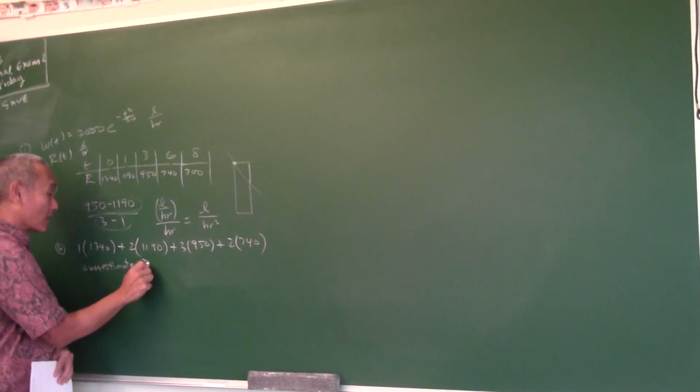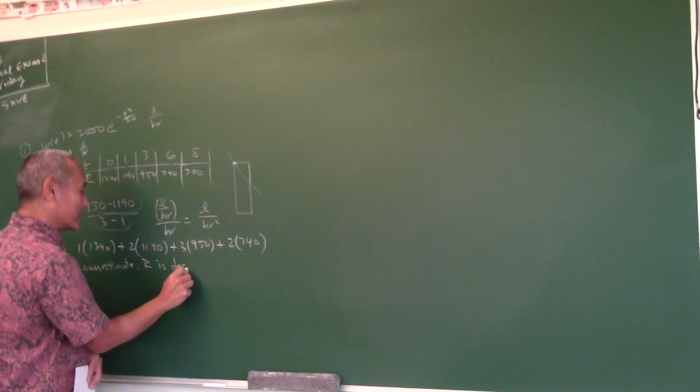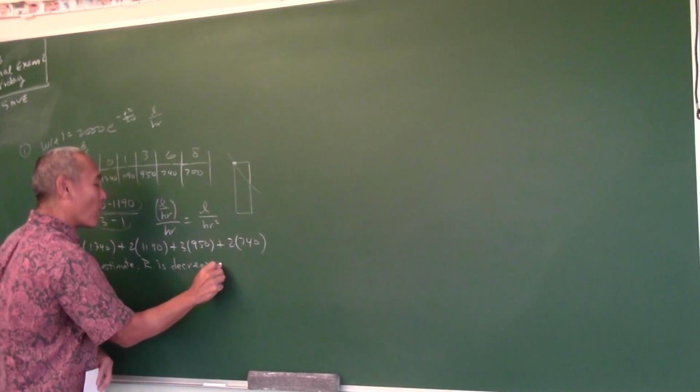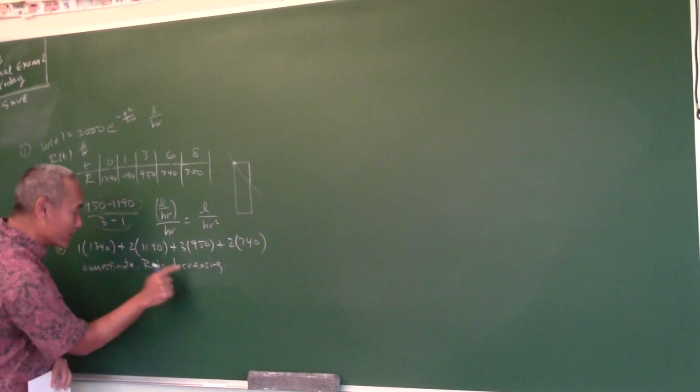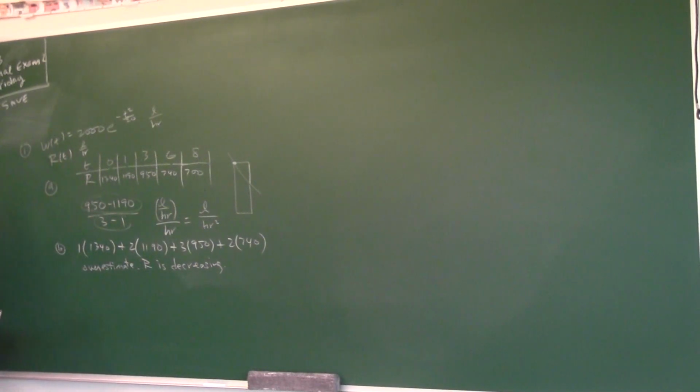Why? Because R is decreasing. That's what they want. Do not write anything else. So you got 1 point, 2 point, 3 point, bam, easy.